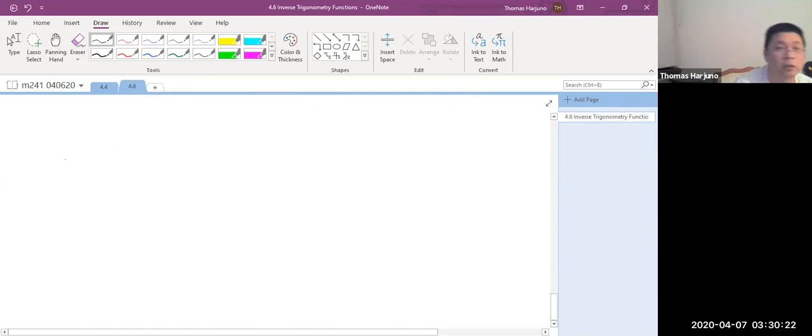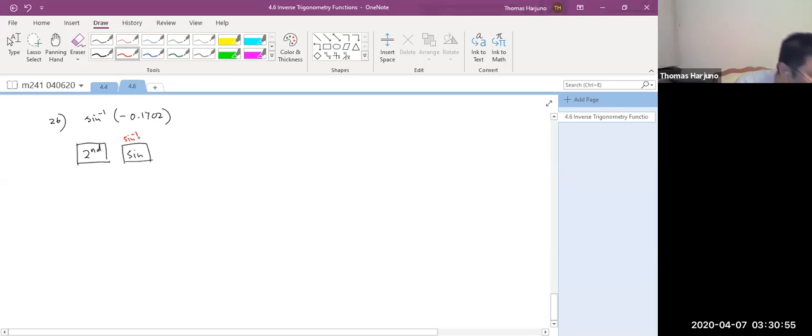For example, number 26, sine inverse of negative 0.1702. Now, the way you punch this on your calculator, you need to look for that second button first. For the sine button, you need to get the one above that, the sine inverse button. Take a look on your calculator. And then you punch in negative 0.1702.